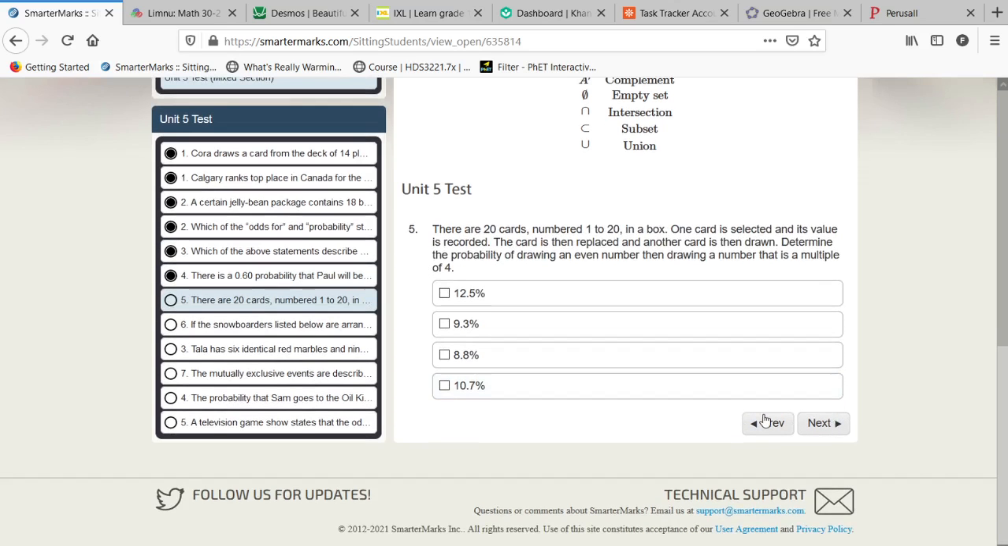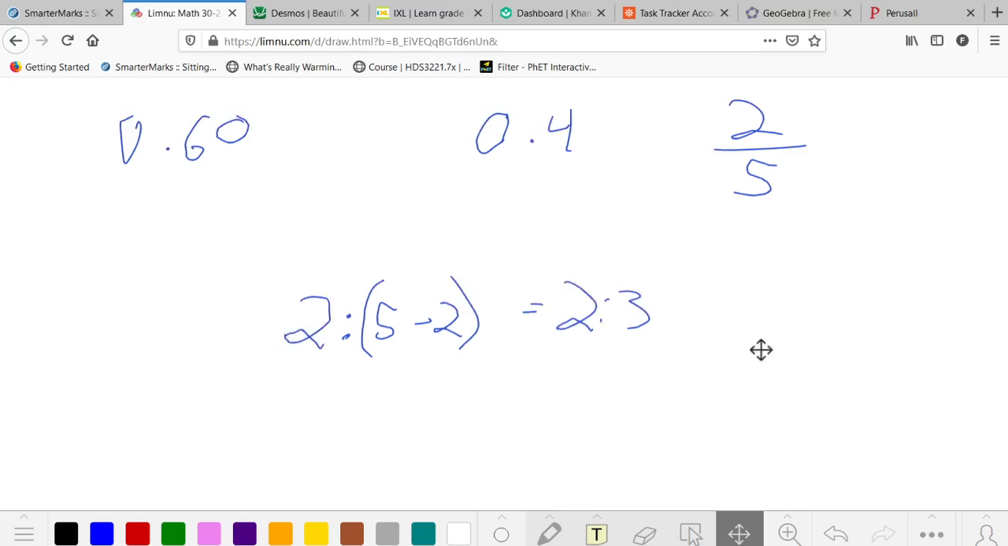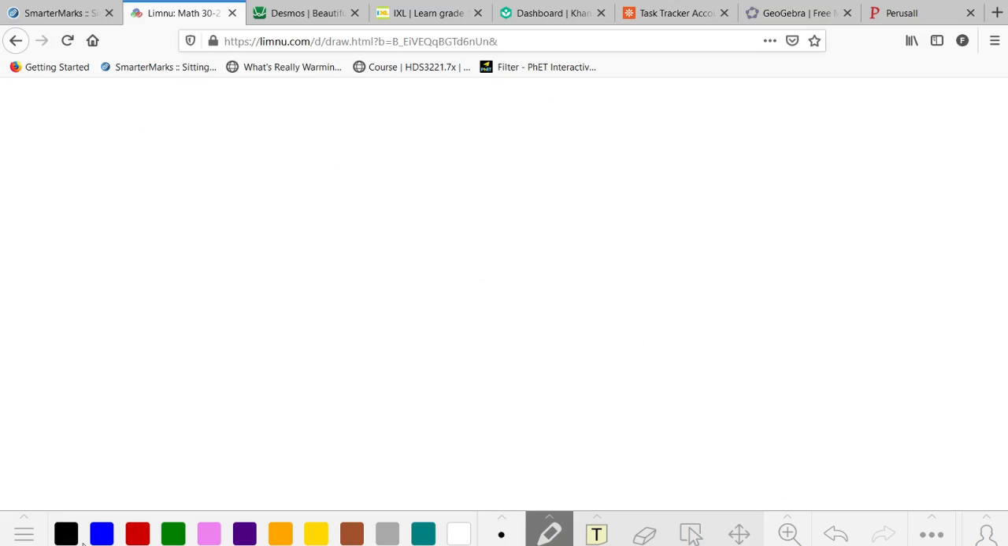So number 5, there are 20 cards numbered 1 to 20 in a box. One card is selected and its value is recorded. The card is then replaced and another card is then drawn. Determine the probability of drawing an even number and then drawing a number that is a multiple of 4. So keep in mind that they are replaced. So first, we have to draw an even number with all the cards from 1 to 20. So that's 10 out of 20 or 1 out of 2. That's the probability of our first step.